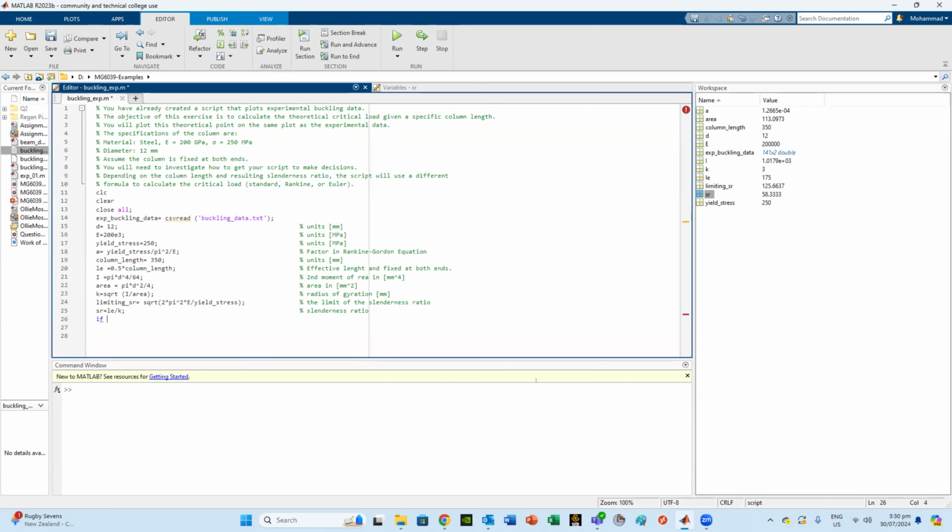So if yield stress is less or equal than critical load, equals yield stress should be equal, less or equal, yield stress times the area.